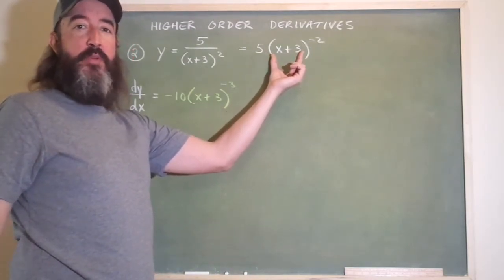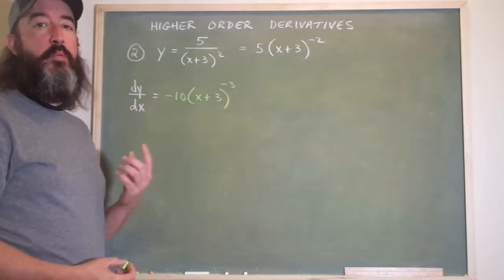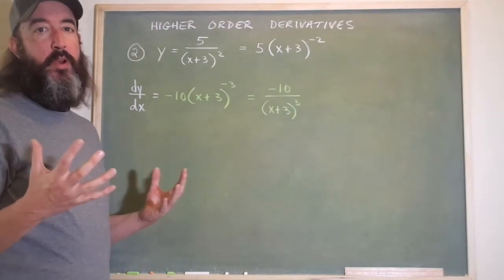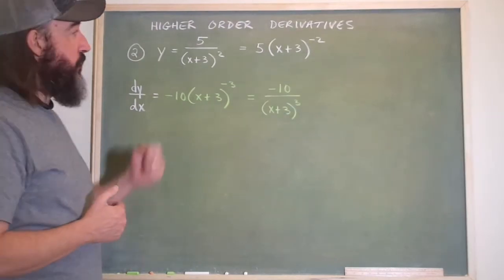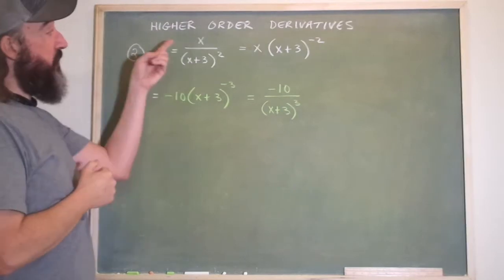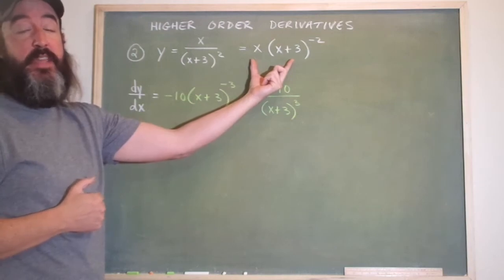And what do you know? The derivative of x plus 3 is just 1. Here's our first derivative. Perhaps I'll rewrite it with positive exponents. Before I continue, let me point out to you that if this were not a 5, if this were, say, x, if this were x, I would not want to rewrite it this way, because getting the derivative here would require the product rule.